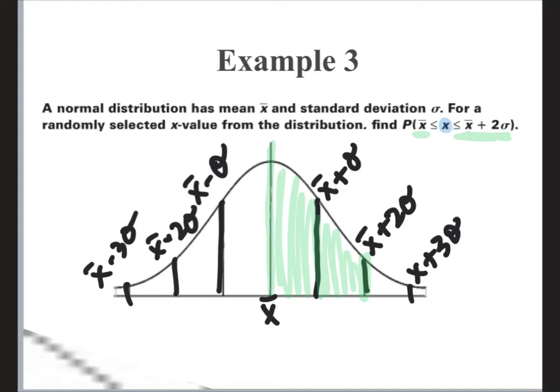Now I'm going to add up those percentages. Remember, this one's 34, this one's 13.5, okay? So when we add those two together, 34 plus 13.5 is 47.5, okay? So your answer here is 47.5%.